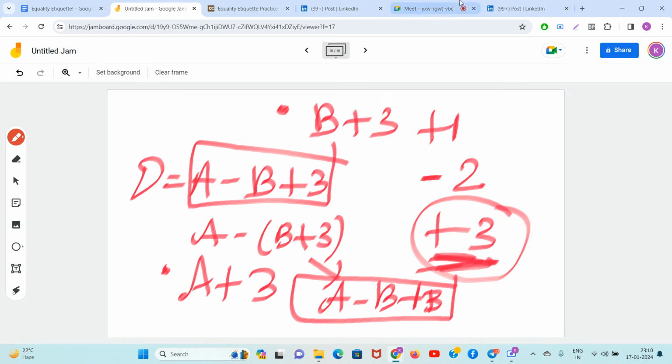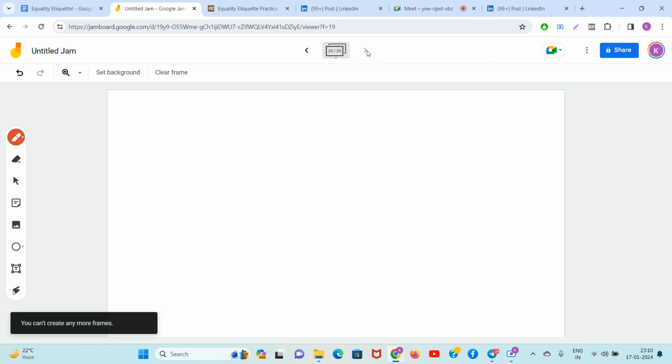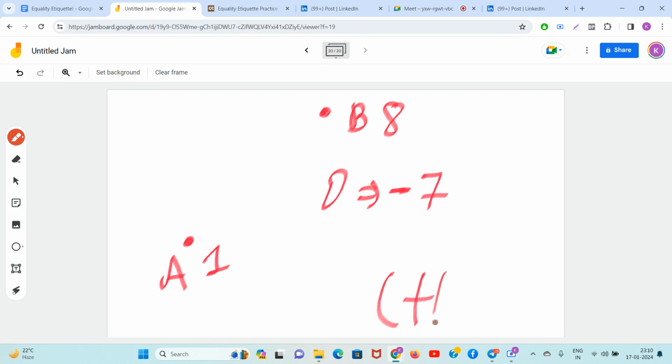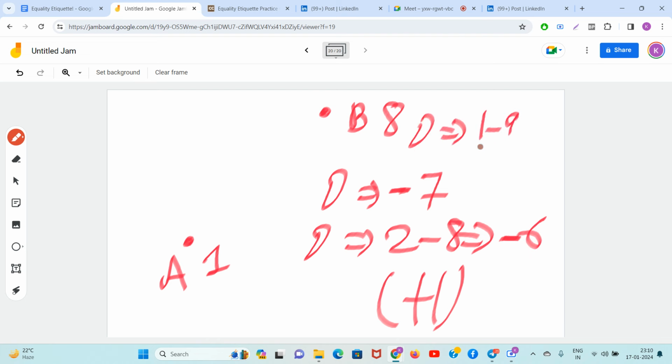Different effect at different places, guys. I need to take a few more examples to explain, I think. Guys, this is your A and this is your B. This is your 1 and this is your 8. The difference is what? Minus 7. The first operation you can do is plus 1. If I do plus 1 here, what will be the difference? It will be 2 minus 8, which is minus 6. If I do plus 1 here, it will be 1 minus 9, which is minus 8.